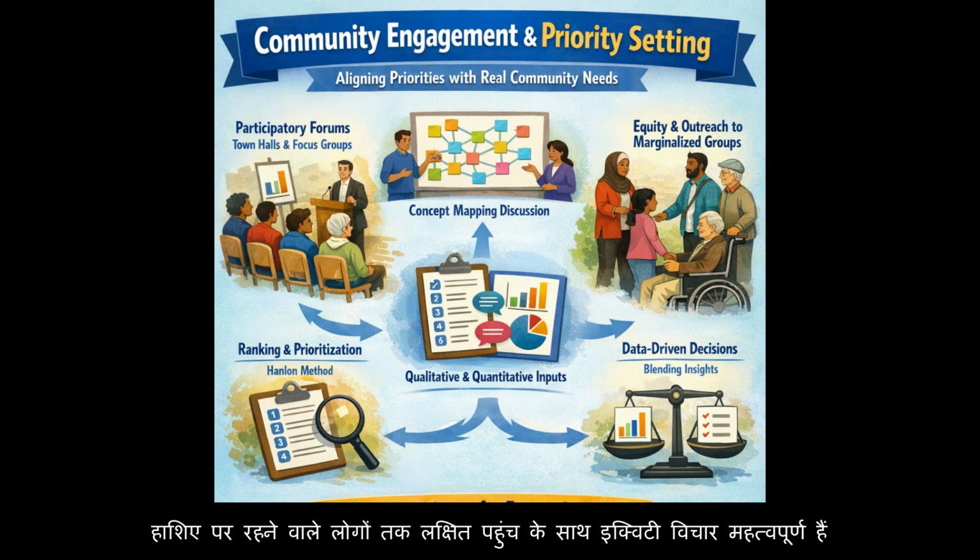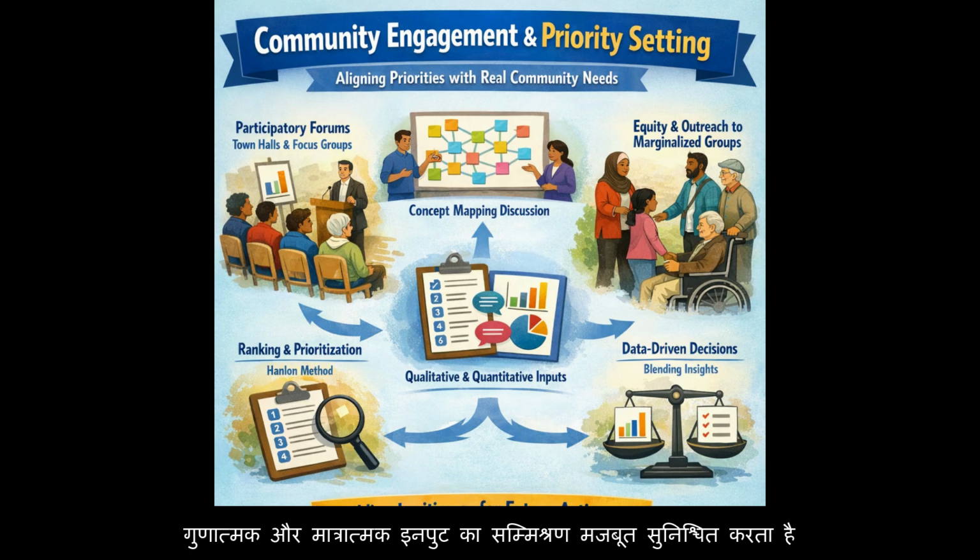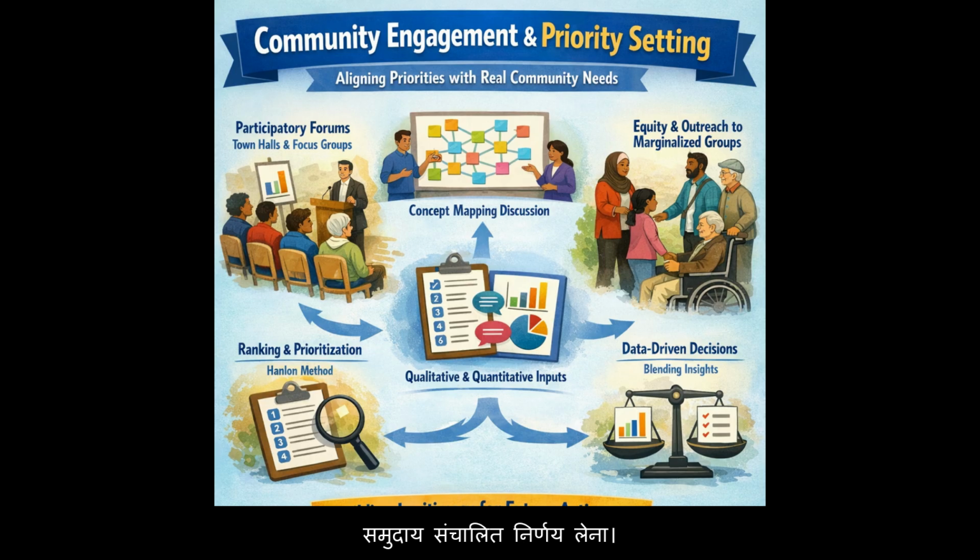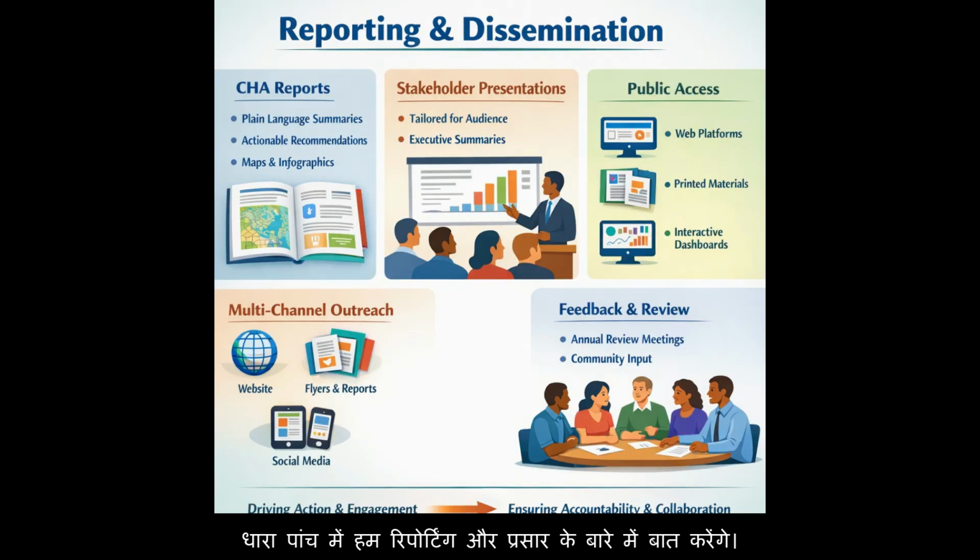Ranking tools such as the Hanlon method provide transparent, evidence-based prioritization. Equity considerations are vital, with targeted outreach to marginalized groups. Blending qualitative and quantitative inputs ensures robust, community-driven decision-making. In Section 5, we will talk about reporting and dissemination.